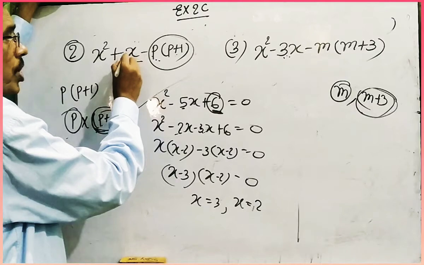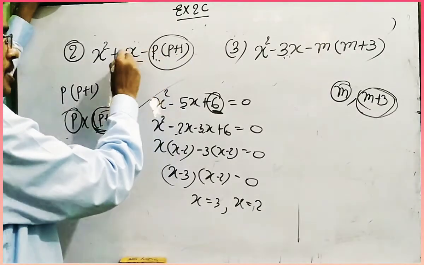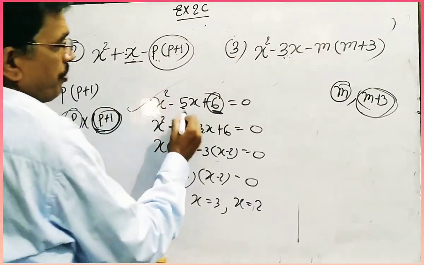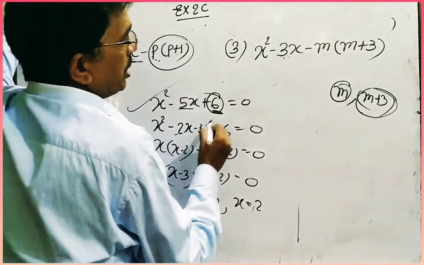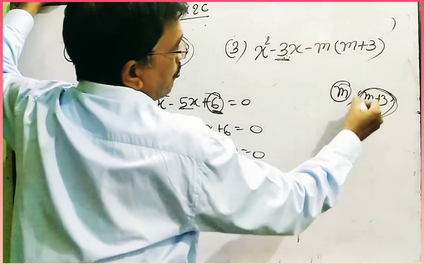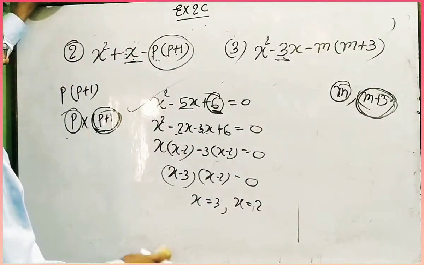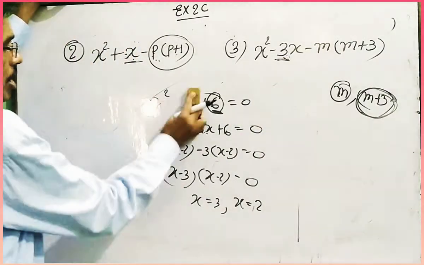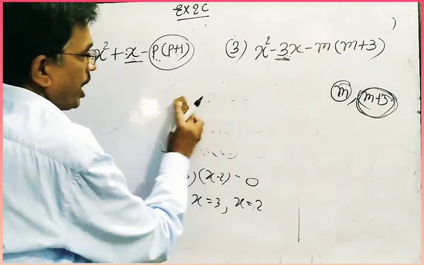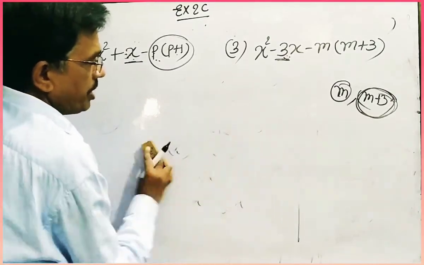Similarly, here it is 1, and p plus 1 minus p gives 1. Here it is 5, I write 2 plus minus 3. Here it is 3, I write m plus 3 minus m, then you get 3. So dear student, it is a very simple method: you have only two factors, and you can solve by the split method.